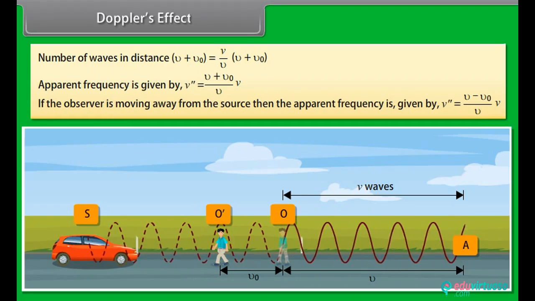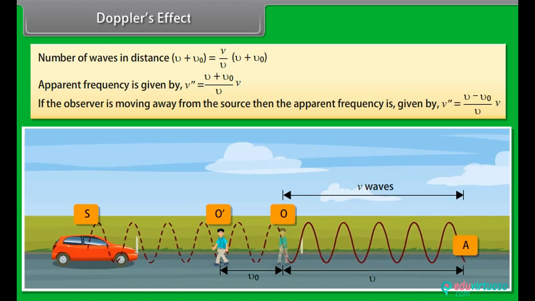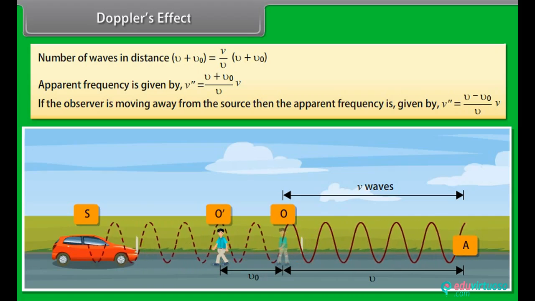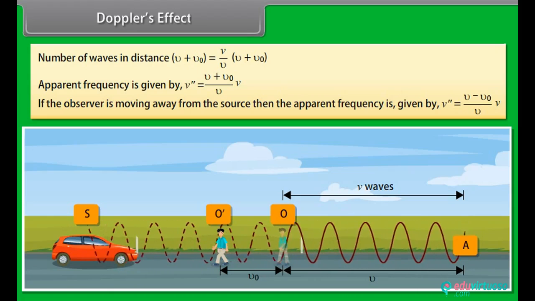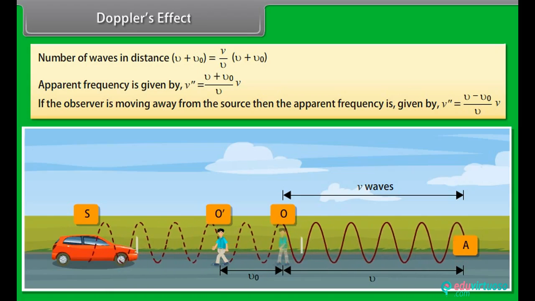If the observer is moving away from the source, then the apparent frequency is given by nu double dash is equal to v minus v0 upon v, multiplied by nu.